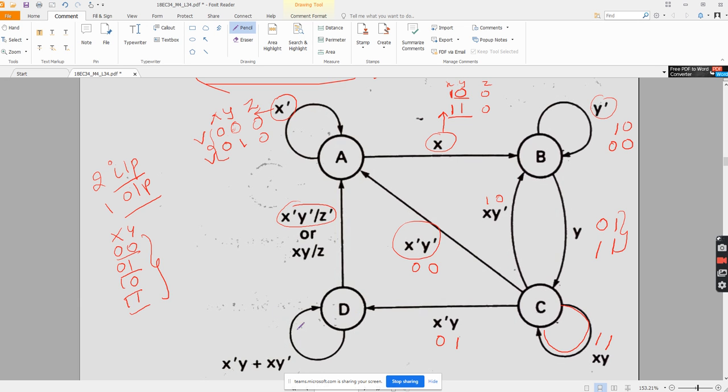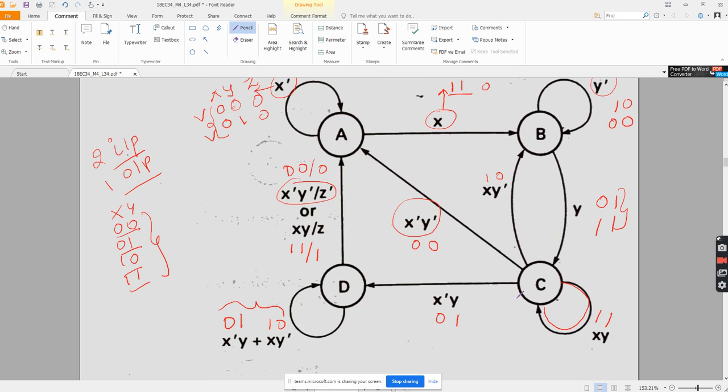From D, I'll remain in state D for these two conditions, 0, 1 and 1, 0. For both these conditions, I'll be remaining in the same state D and the output is 0. I'll be going from D to A when x is 0 and y is 0. For this condition, output is 0. And when x is 1 and y is 1, the output is 1. Getting? All of you are understanding this?